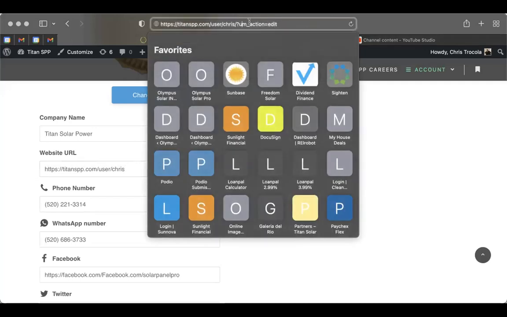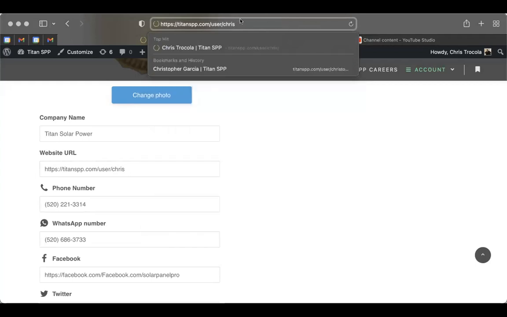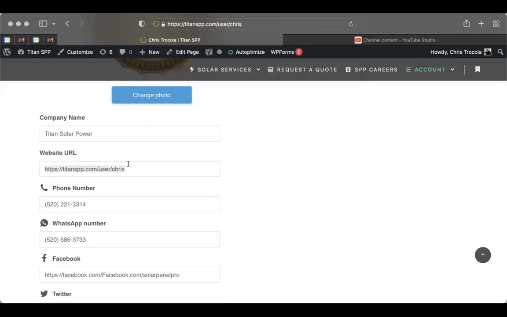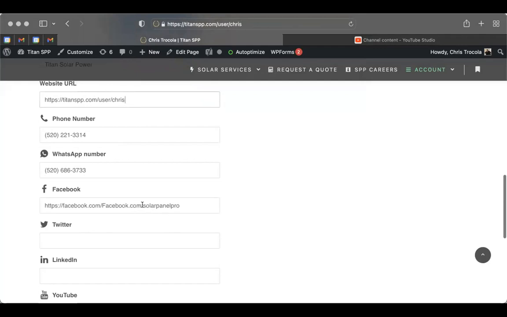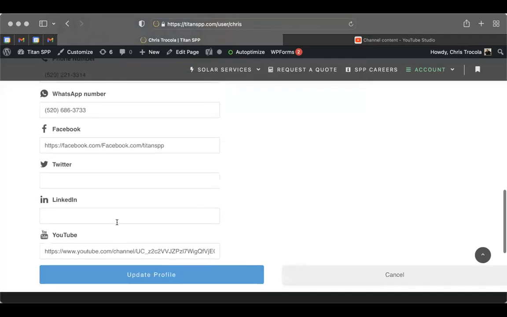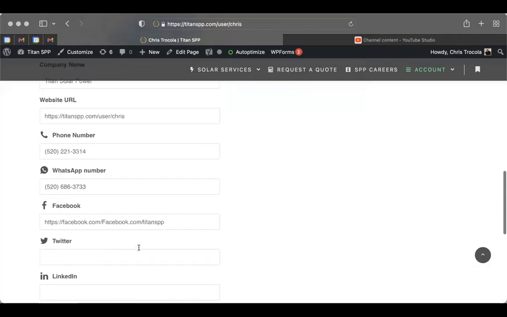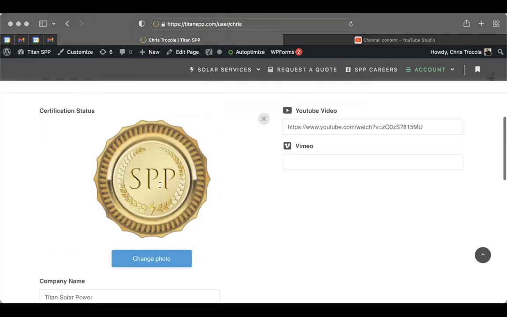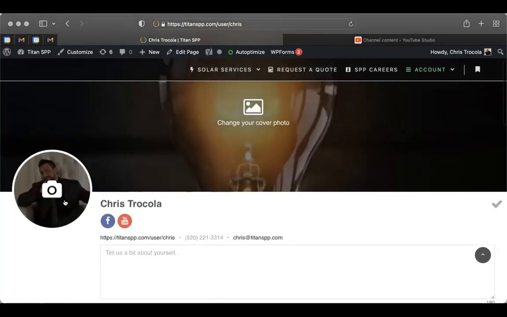We see how it says action equals edit. If you delete that and just copy paste it right there. If you want your Facebook page, you can put it there, Twitter page, LinkedIn, your YouTube link, you can put it all right there, your WhatsApp number. You just click on this button right here so that you can change your profile, upload a profile picture. Just put a profile picture. Okay, super simple.